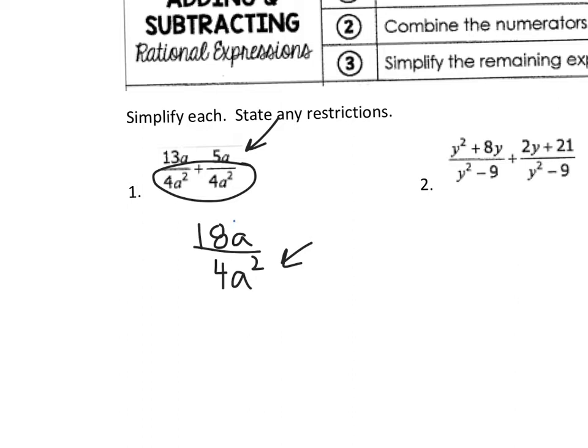So 18 divided by 4 is going to give you 9 over 2. And then a over a squared is going to give you a in the denominator. So the restrictions are just going to be a can't be 0.